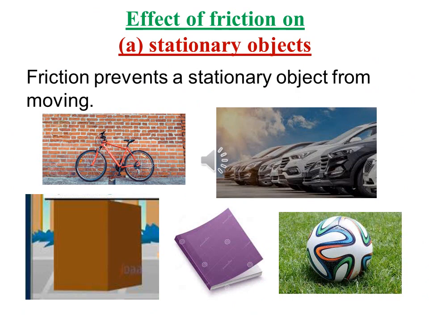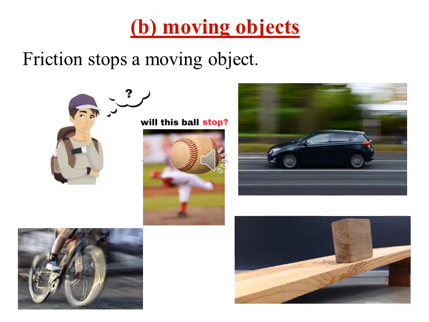Effect of friction on an object. You know, there are two states of matter. Either the object will be at rest or it will be in motion. So when it is at rest, what is the effect of friction? If it is in motion, what is the effect of friction? When you consider a stationary object, friction is the one that prevents a stationary object from moving. So children, in the case of a stationary object, that is, an object which is at rest, friction prevents it from moving. Whereas if the object is moving, then friction tries to stop the moving object.